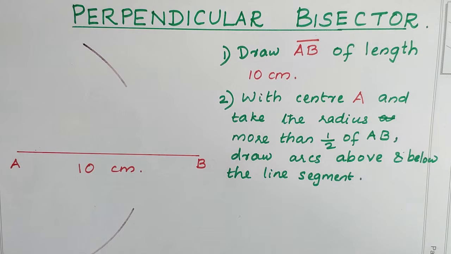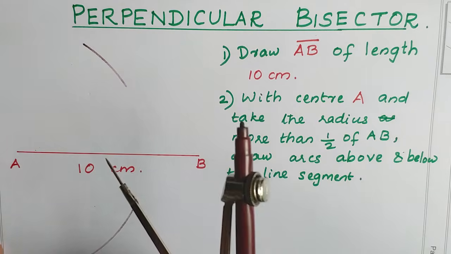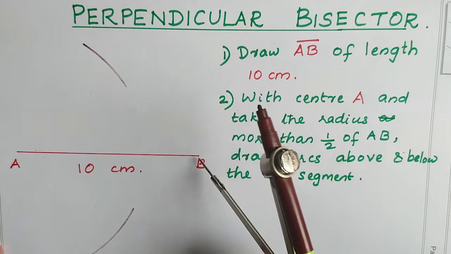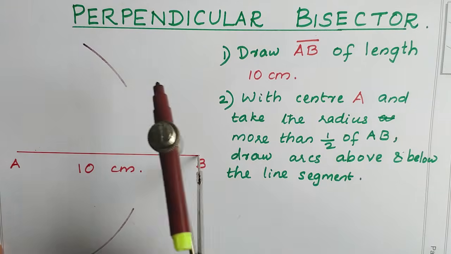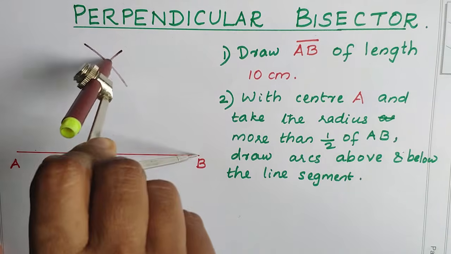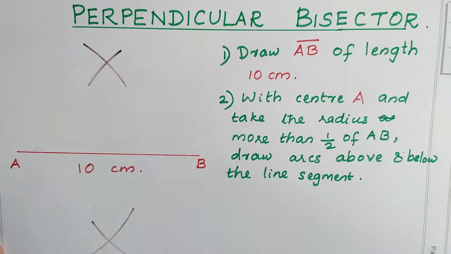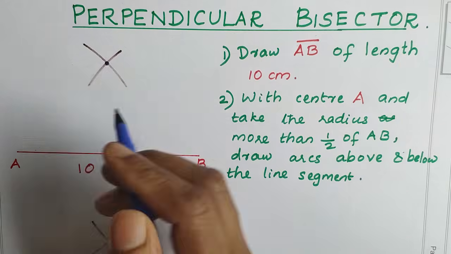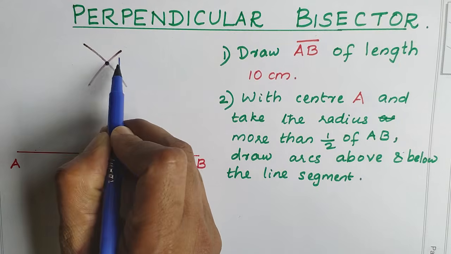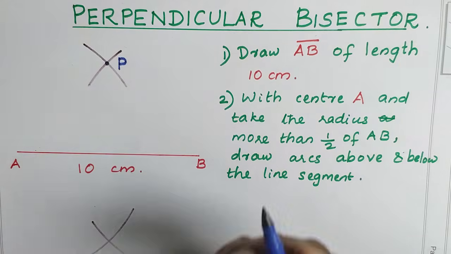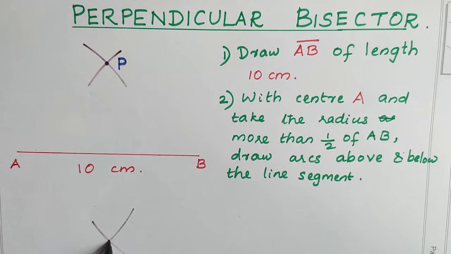Third step, without changing the compass, place the metal tip on B, draw an arc above the line segment and draw an arc below the line segment. See, these two intersecting points are, so this is the intersecting point of the arcs above the line segment. Take that point as P, and this is the intersecting point of the arcs below the line segment. That point is Q.